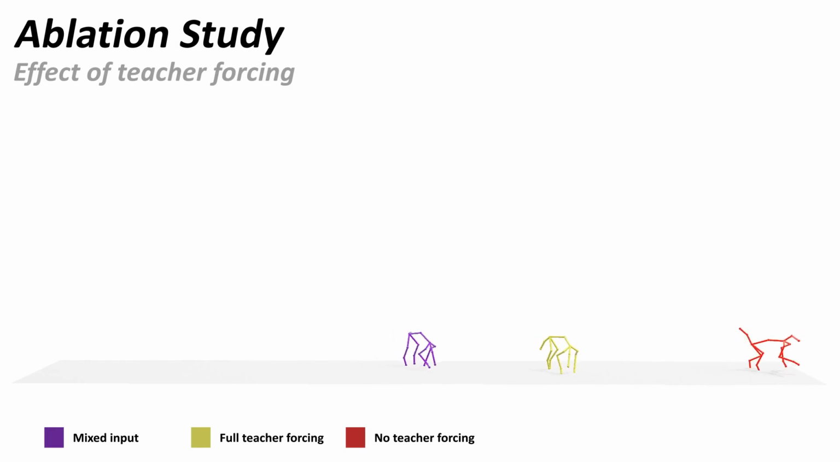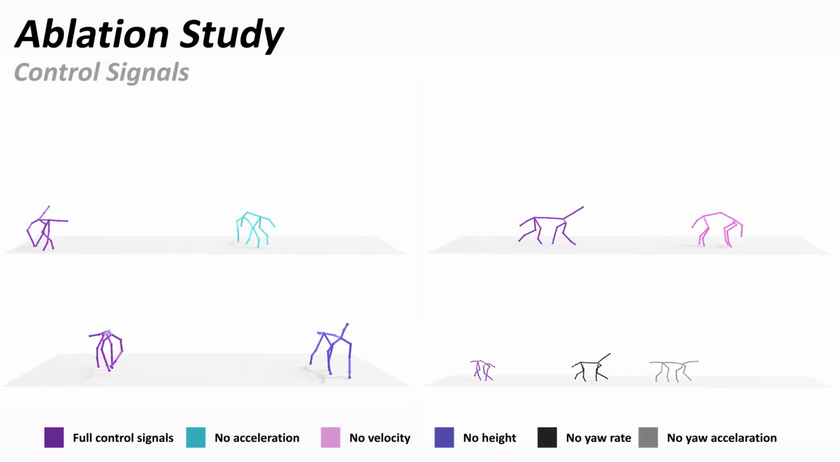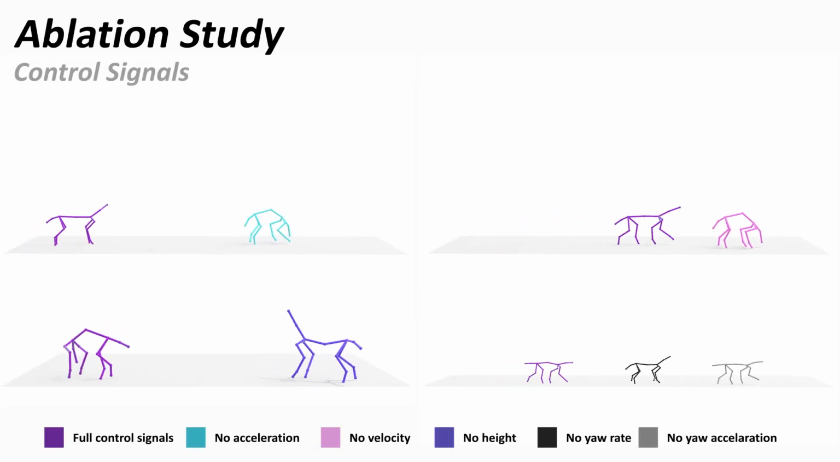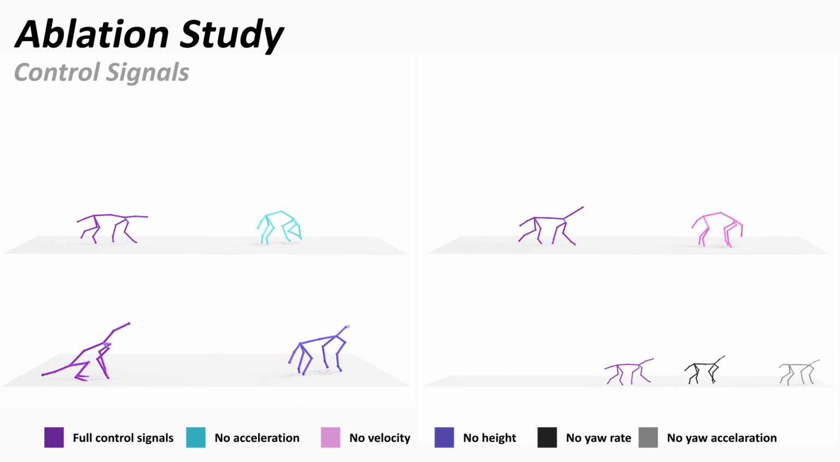Next, we analyze the impact of teacher forcing. Without teacher forcing, the model fails to converge due to compounding errors from its own faulty predictions during training. With full teacher forcing, the model suffers from exposure bias and generalizes poorly to unseen data. In contrast, using a mixed input strategy enables the model to both converge and generalize effectively. We also evaluate the contribution of different control signals used in our codebook.